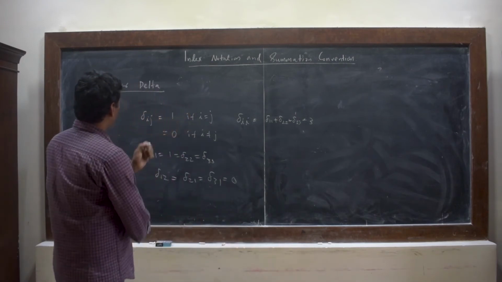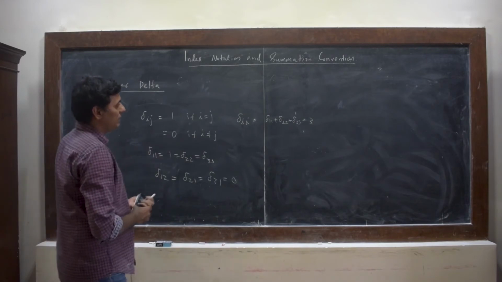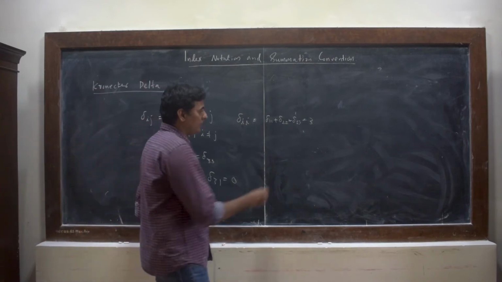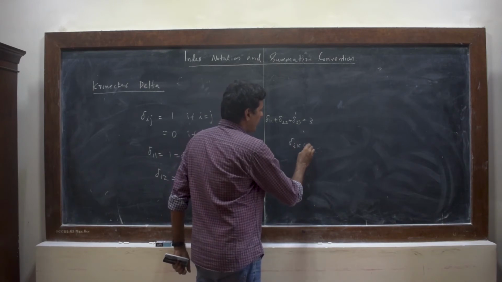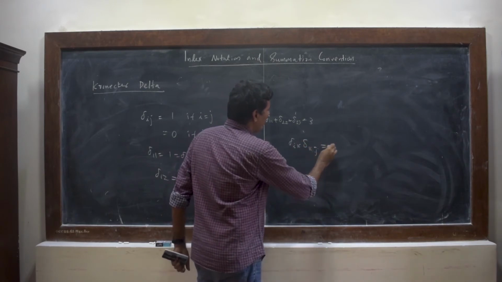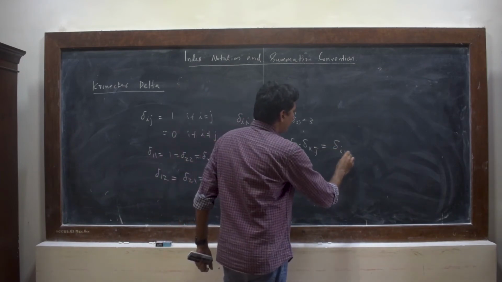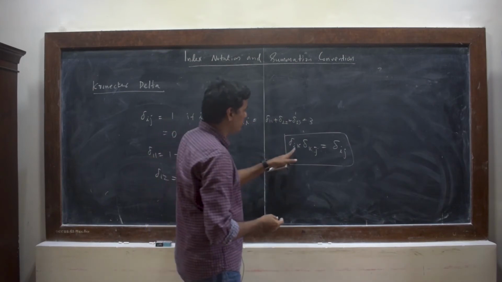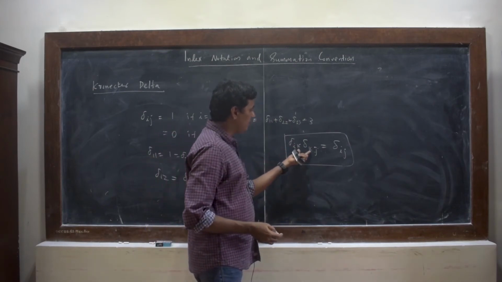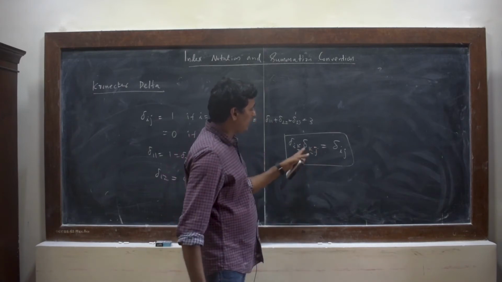Now I will introduce the other object. Suppose you have delta ik, delta kj, and this must be equal to delta ij. So I'll show you how. You can see that here there's a dummy index which is k, and that must be summed over.